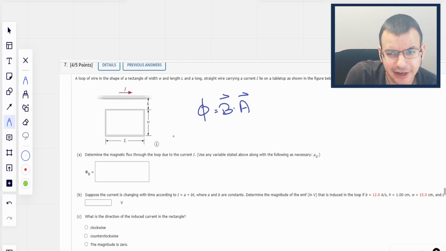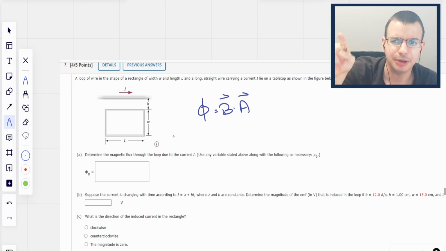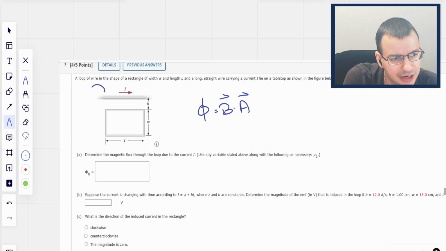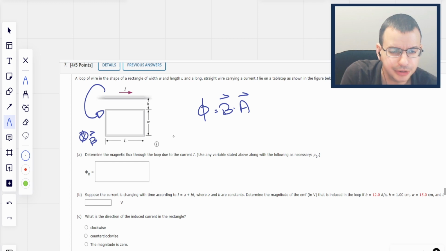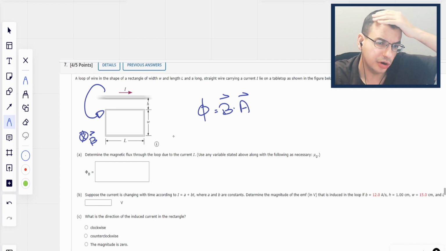And the direction of the magnetic field is going to be given by the right-hand rule. It'll probably look backwards because of the camera. That's okay, you'll get over it. Place your thumb in the direction of the current, wrap your fingers, and we see that the magnetic field goes this way around the loop. That means that right here, the magnetic field is going into the board.